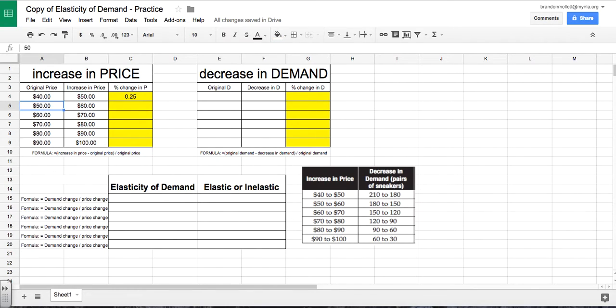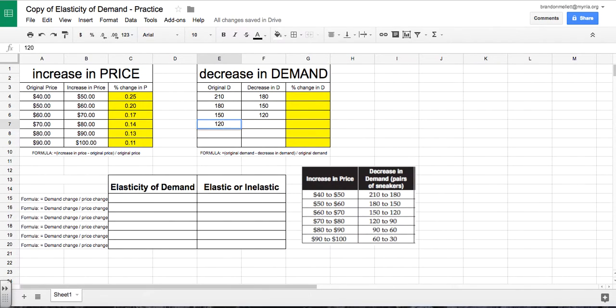Instead of doing that for each of these cells, we can simply copy the same formula down by grabbing this box right here and dragging it down. Now, this was increase in price, now decrease in demand. A quick review of the law of demand: if the price increases, the amount of purchases goes down. If the price falls, we'll see an increase in purchasing. So that's what's taking place right now.